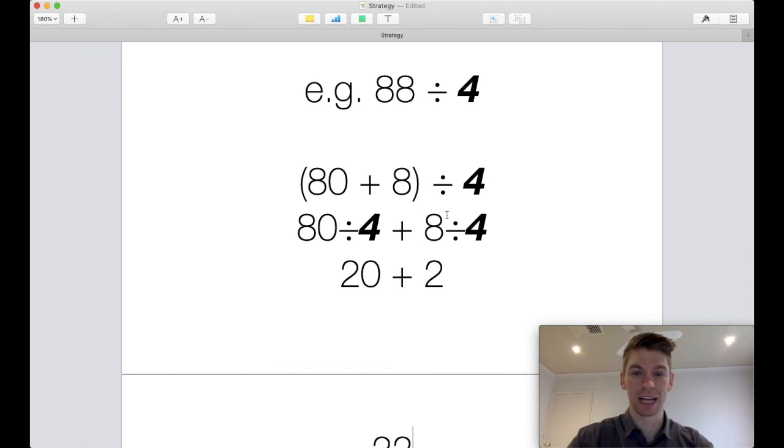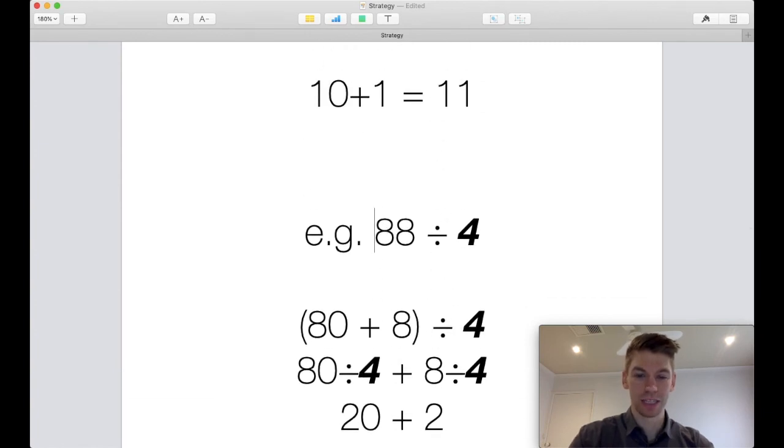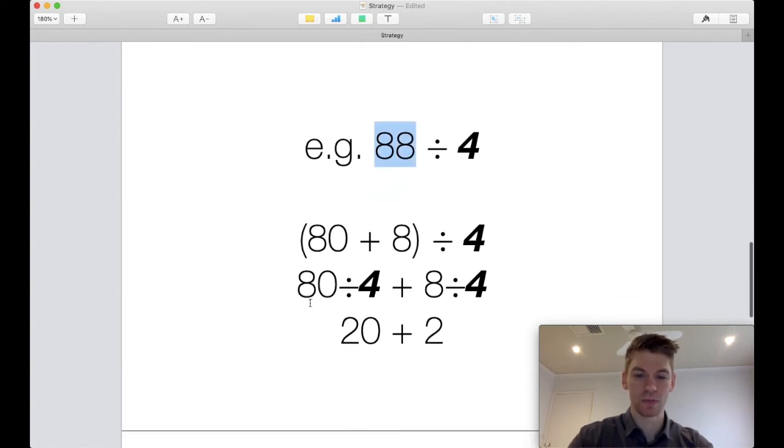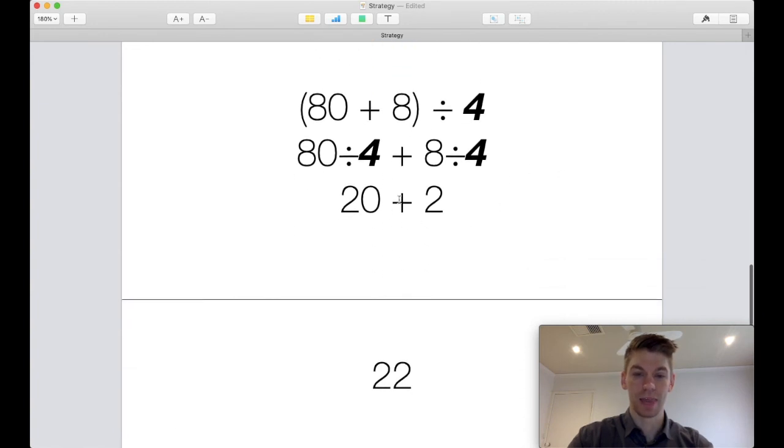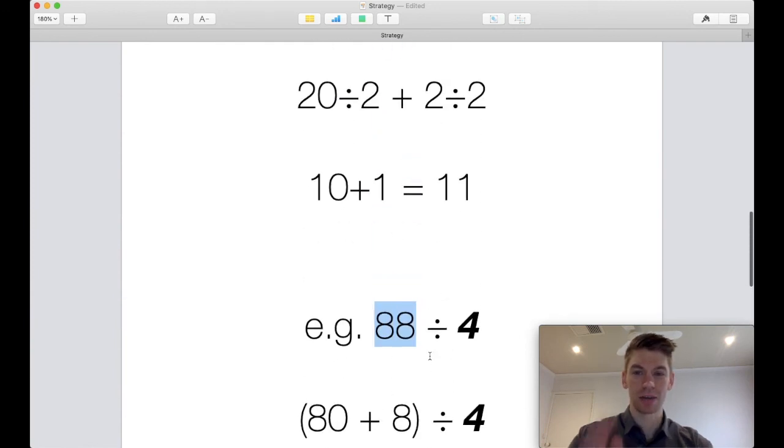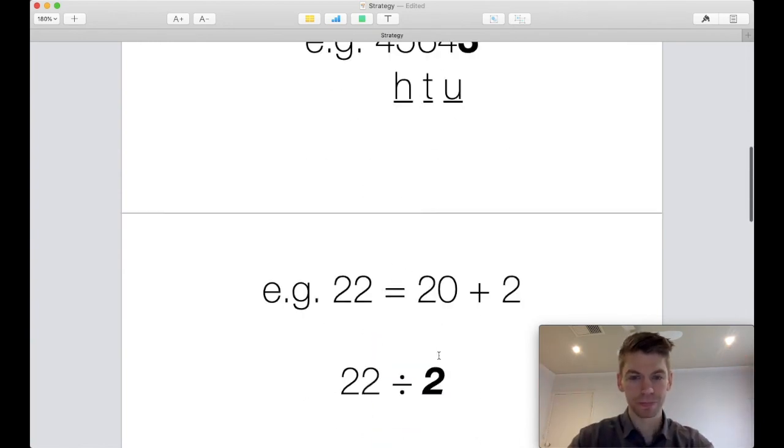There we go, year fives. That's how we do it. You split the number up into its place value, 80 plus 8, divide them both, work out those little mini division equations, and put it back together again. So it's like we're chopping it up to explode it and then bringing it back together once we've divided.